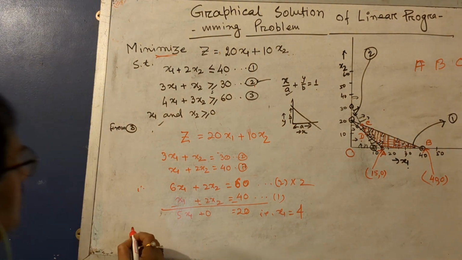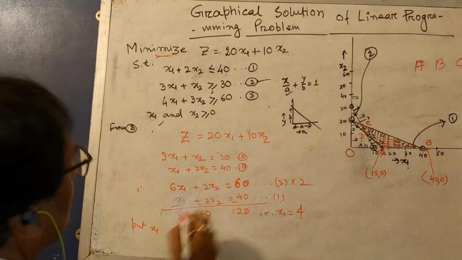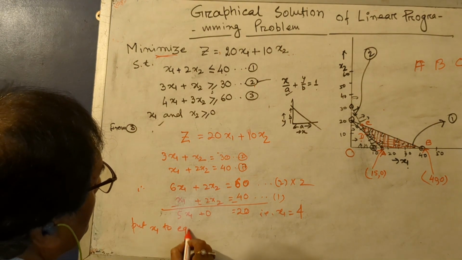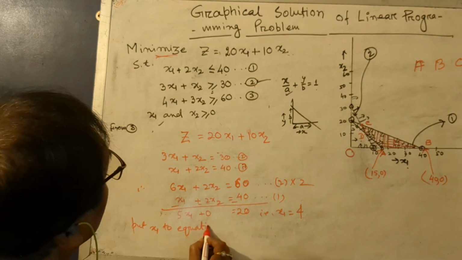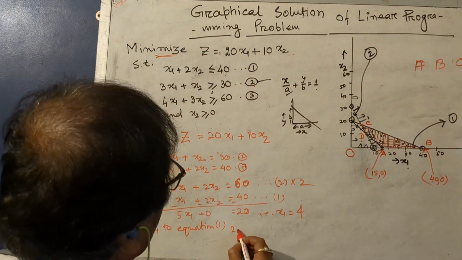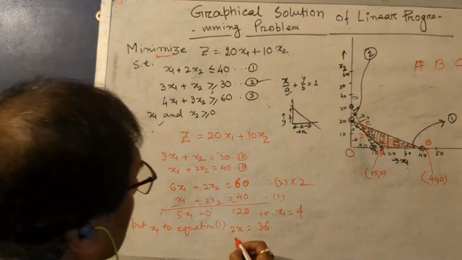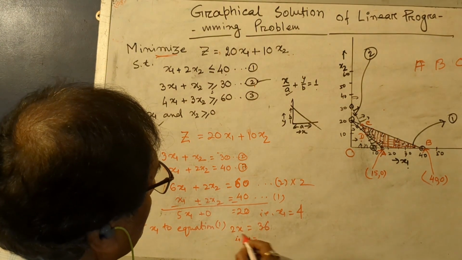Now if we put x1 into equation 1, then x1 plus 2x2 is equal to 40, so 2x2 is equal to 36. So after that x2 is equal to 18.